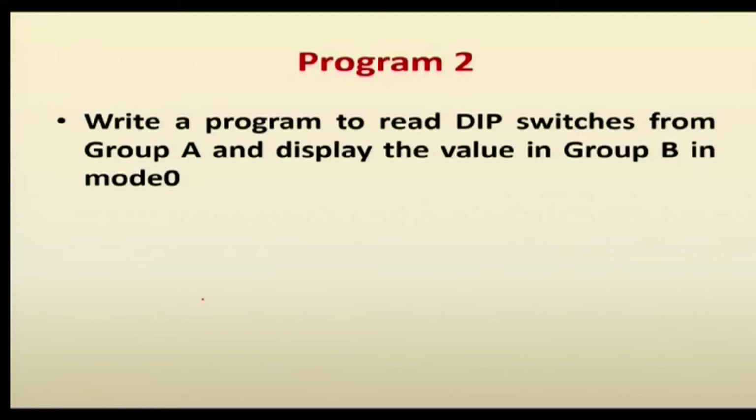So, whatever switches you are pressing, on and off, the corresponding value will be displayed. If the switch is on, the corresponding LED will be on. If the switch is off, that is the low position, the corresponding LED will be off. This is the condition. So, now we have to write the coding for this.